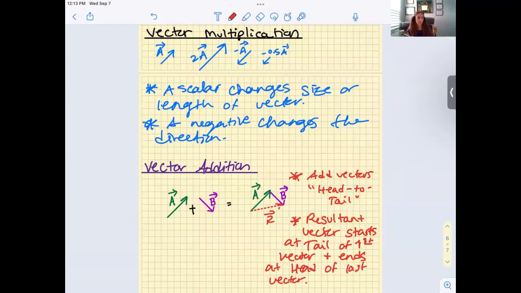So think of it as you going on a hike. So if you went on a hike and you started at the beginning where A started, you would walk along A, and then maybe you took a right turn and then you walked along B, right? The result is you started at A and you ended at B. So that resultant force shows where you started and where you ended. Okay, so this is called the resultant vector.